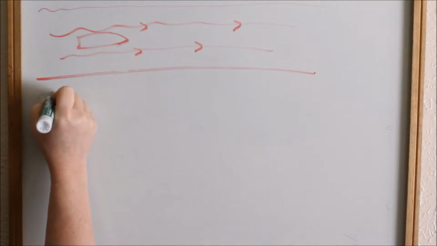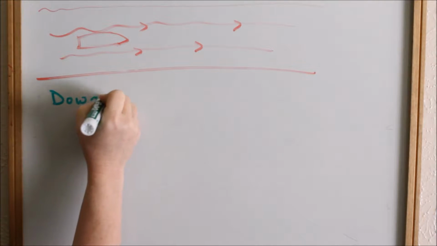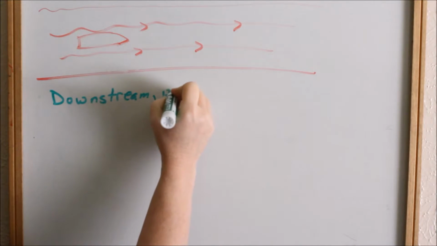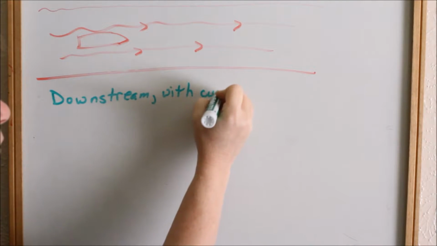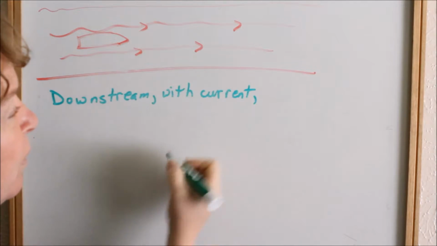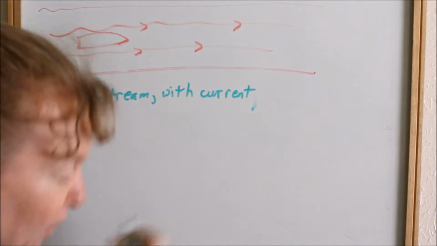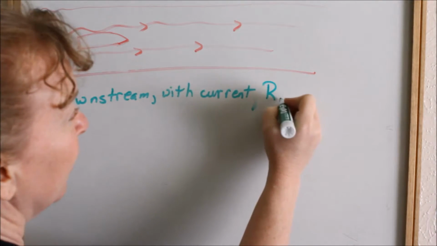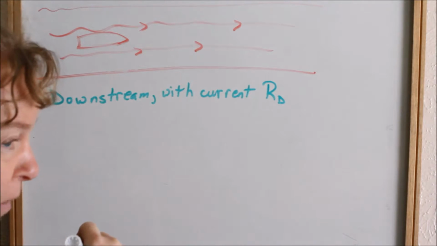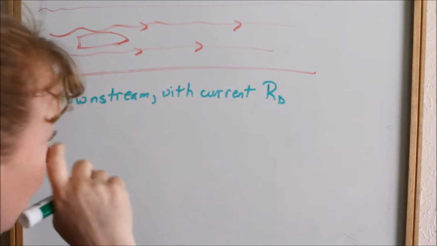So when you are going downstream, or if you're a plane and you're flying with the wind, it means you are going with the current, or if it's a plane, with the wind. When you're doing that, I'm going to call this the rate of downstream. We're going to be dealing with distance and rate problems again. Distance equals rate times time.